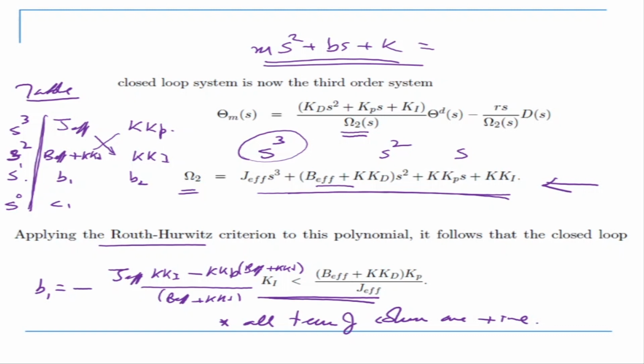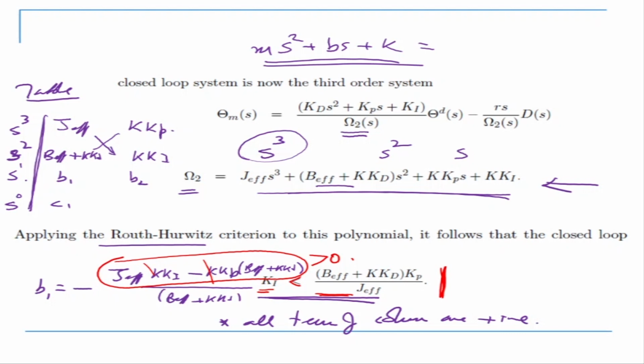So this term here that I just wrote has to be positive, it has to be greater than 0. If you put this greater than 0, then K and K will cancel. You will get that Ki must be less than B effective plus K Kd into Kp by J effective. You need to satisfy this condition. Ki is your integral gain. So in a PID controller, for this system to be stable, your integral gain has to be less than this term always. If this condition is not satisfied, the system will become unstable.